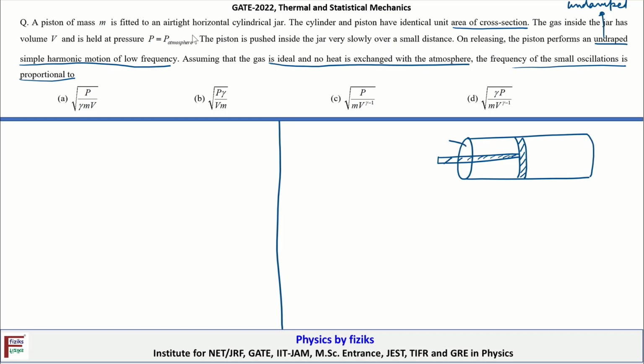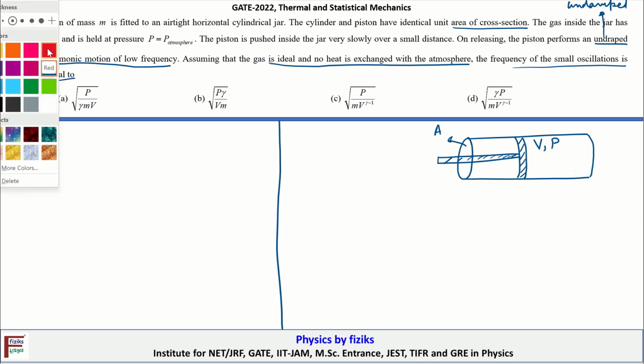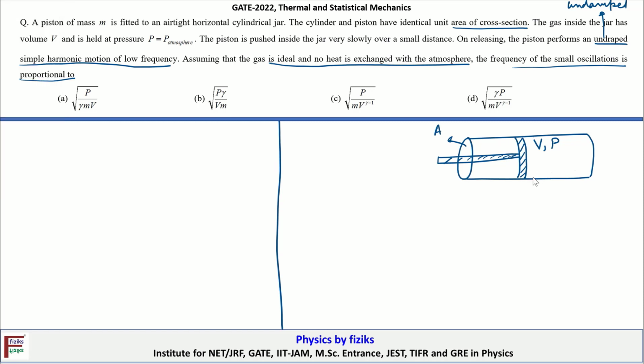Let's say the cross-section area is A. In the initial equilibrium state, the volume of the gas inside this part is V, and the corresponding pressure is P. Now in the second stage, the piston is pushed inside the jar very slowly. So let me draw the position of the piston when it's moved by a certain distance.